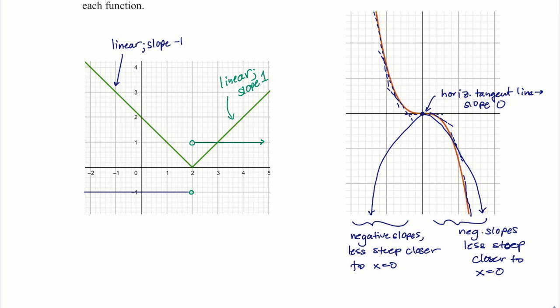Right? If the original function has negative slopes for its tangent lines, the derivative function has negative y values. Where the original function has a horizontal tangent line, the derivative function will have a y value of 0. So we'll have an x-intercept. So there we were able to just use the graphs to sketch an approximate sketch of the derivative without having a formula for the functions themselves.